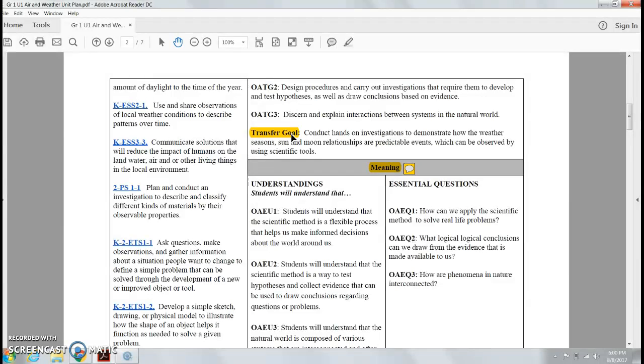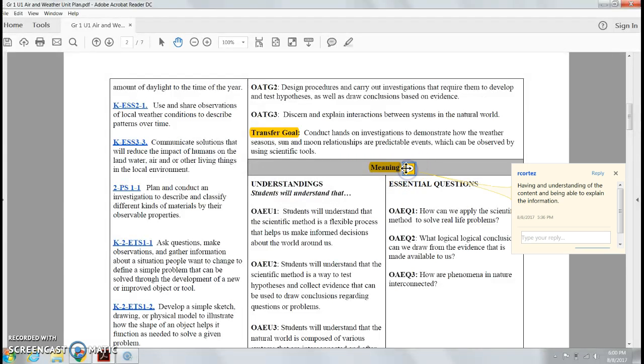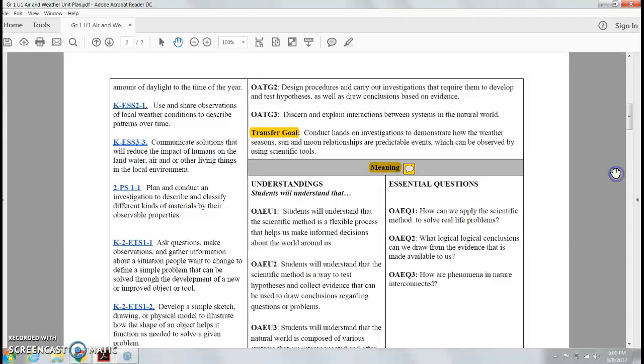So if we go further down, you'll notice that the next section of stage 1 is meaning. So what is meaning? Meaning are basically the understandings and those essential questions that the students are going to need to know in order to meet the transfer goal. So it's basically information that they need to be able to explain. So again, including in the meaning section, we also have an overarching enduring understanding. So these are things in science that they need to be able to understand and explain in science.